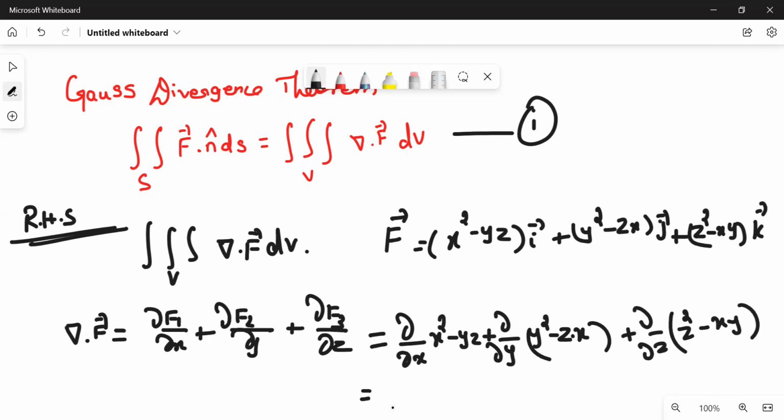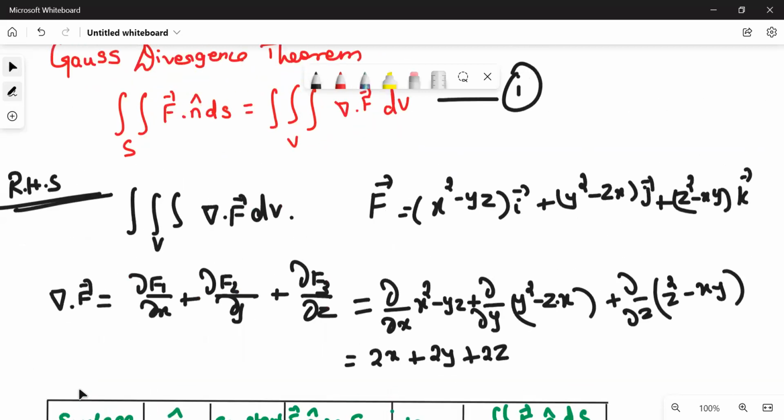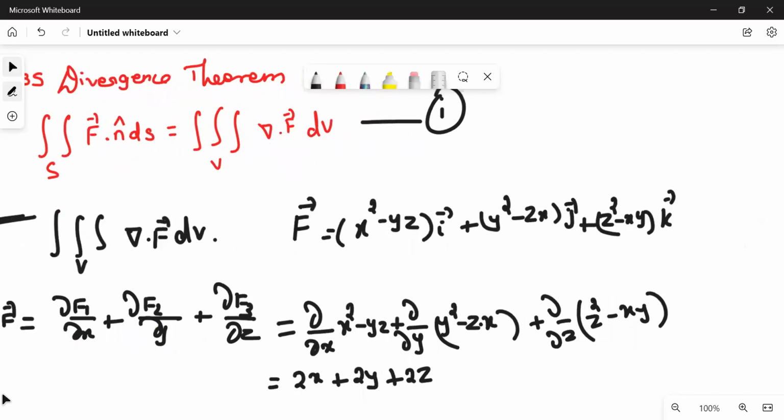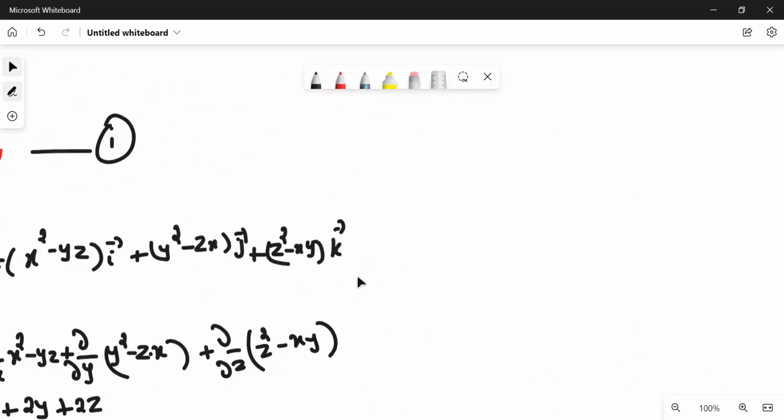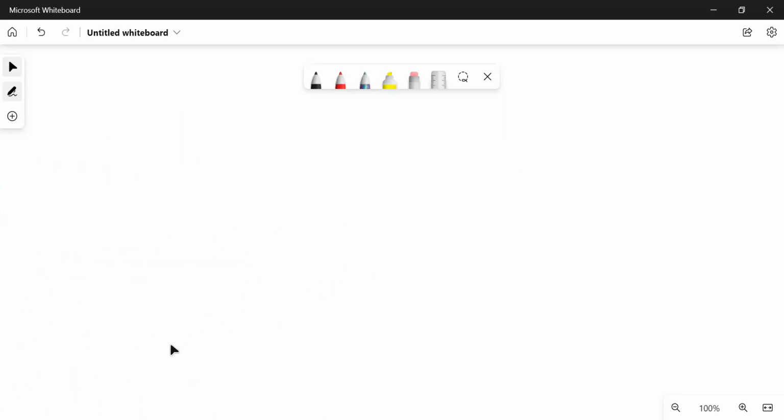What is the differentiation of x² − yz with respect to x? It is 2x. When you differentiate y² − zx with respect to y, it's simply 2y. z and x are independent of y, so that differentiation becomes 0. In a similar way, differentiation of z² is 2z, and differentiation of xy with respect to z is 0. So del dot F we have got as 2x + 2y + 2z. In other words, 2 can be taken common, so 2(x + y + z). So for this del dot F, let us find the triple integral value.